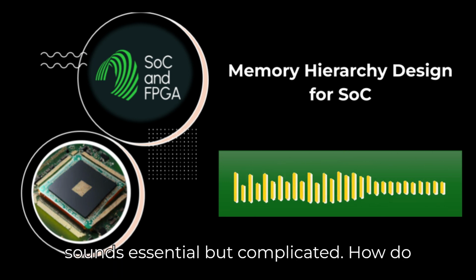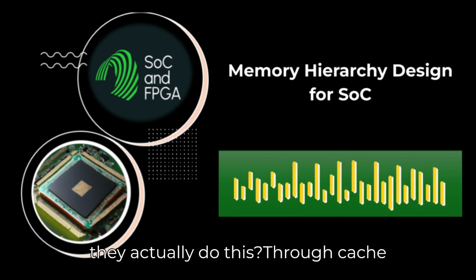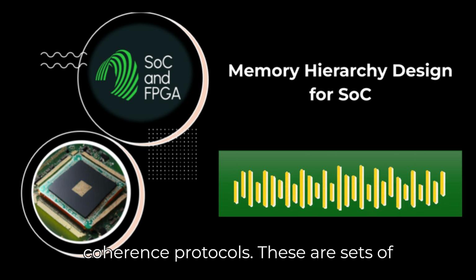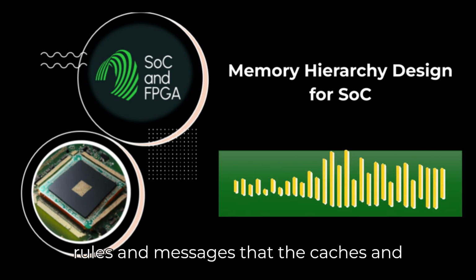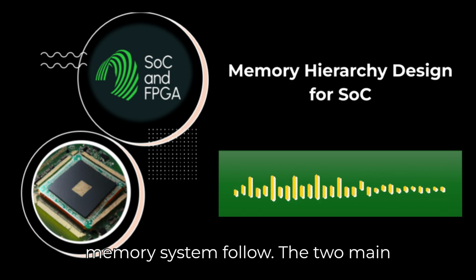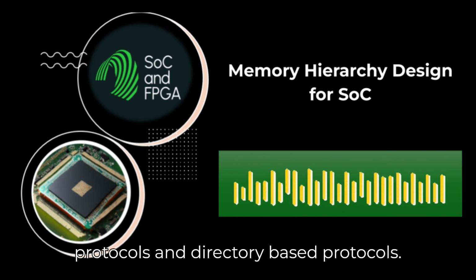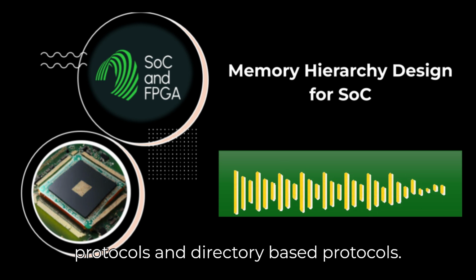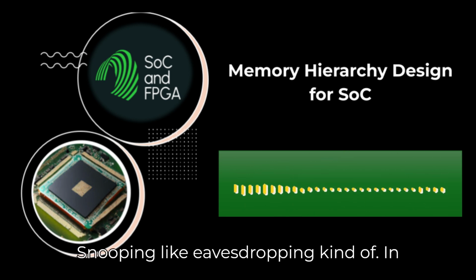Okay. Sounds essential but complicated. How do they actually do this? Through cache coherence protocols. These are sets of rules and messages that the caches and memory system follow. The two main families of protocols are snooping protocols and directory-based protocols. Snooping, like eavesdropping. Kind of.